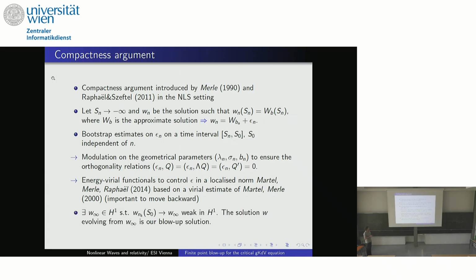And then if you can do this, you can use compactness. So you have a profile and you can extract a subsequence at this time S0, which converges weakly to this profile. And then the solution is the solution which evolves from this profile.